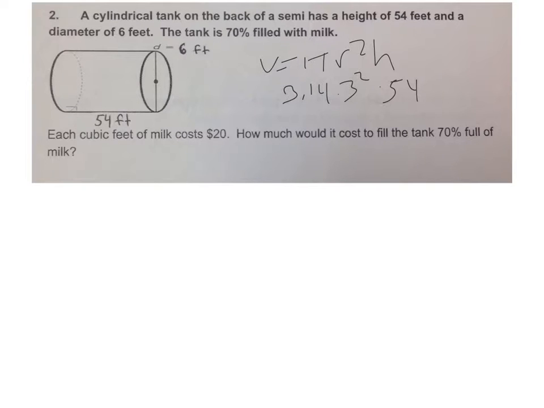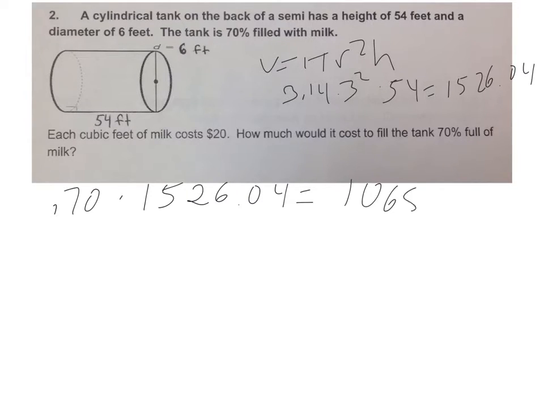When you do 3.14 times 3 times 3 times 54, you get 1,526.04. That's how many cubic feet are in the whole tank. We only want 70% of that, so we do times 0.70 with the 1,526.04. When you do that, you end up getting 1,068.228. That's how many cubic feet of milk are in that truck.